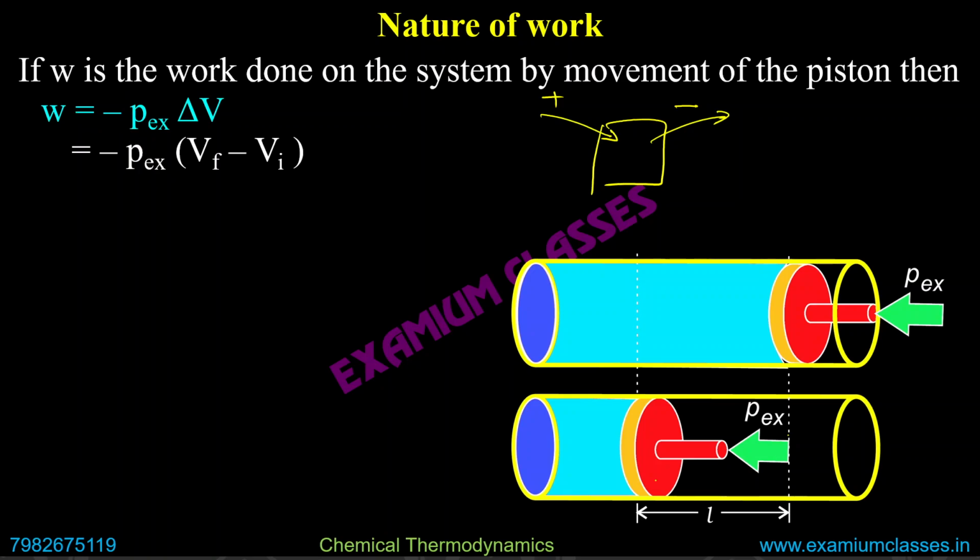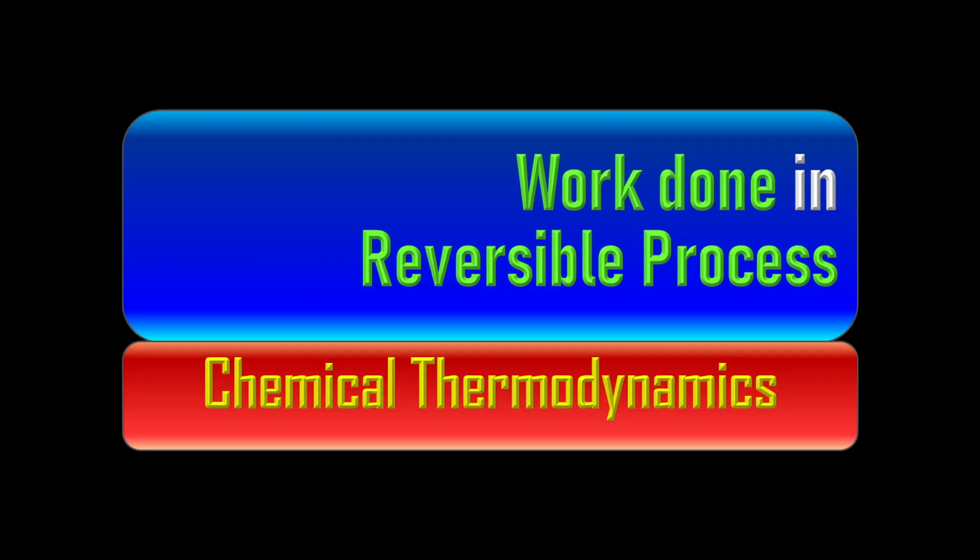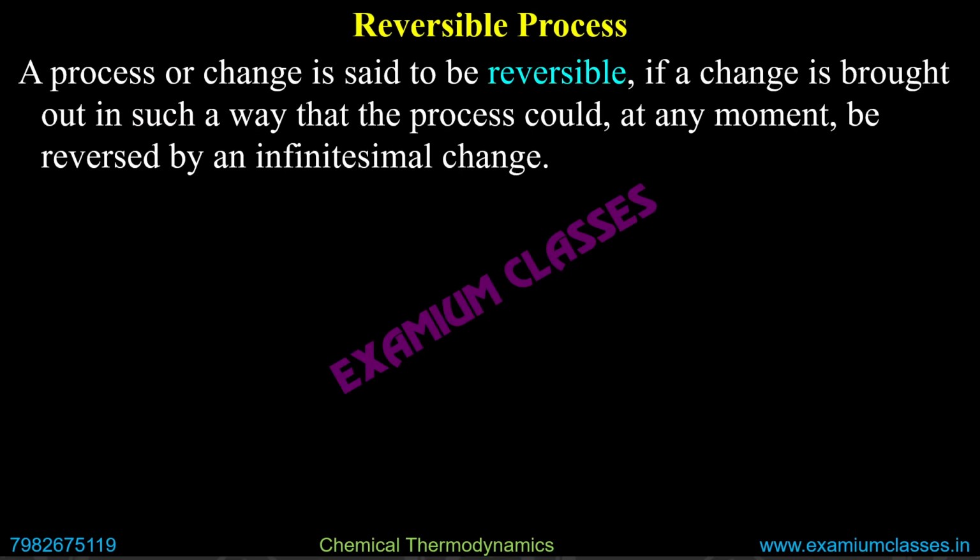So that's why this negative sign is there. If the question is why this negative sign is there, your answer will be simple: to comply with the sign convention that work done on the system is positive, work done by the system is negative. Then work done in reversible process. Reversible processes are slow processes.